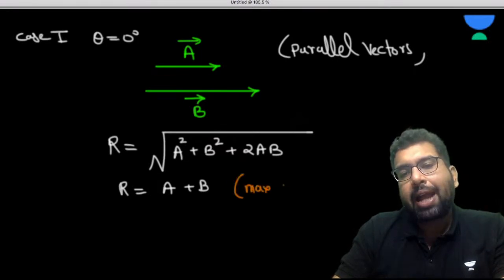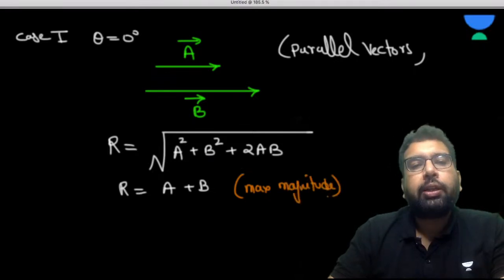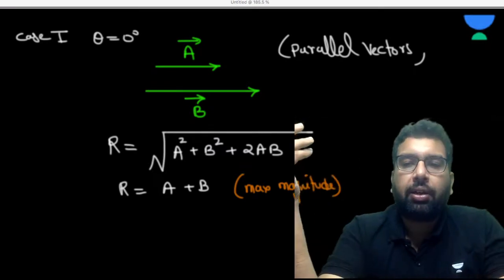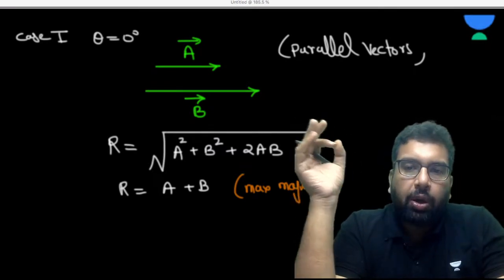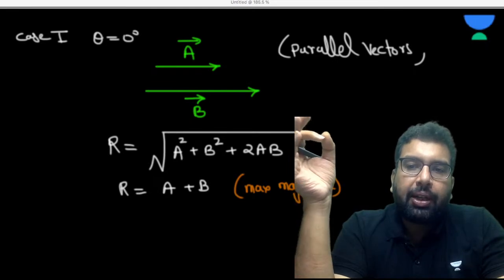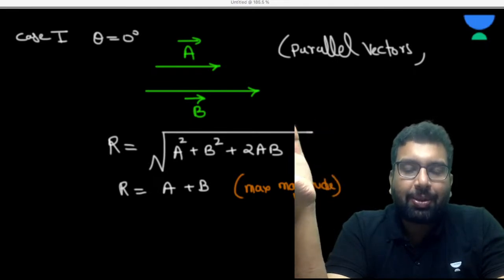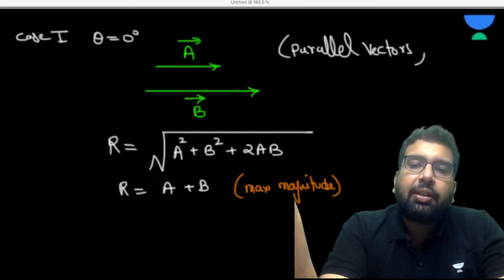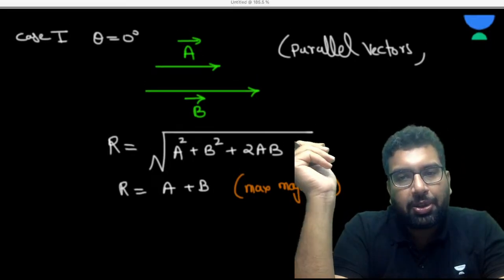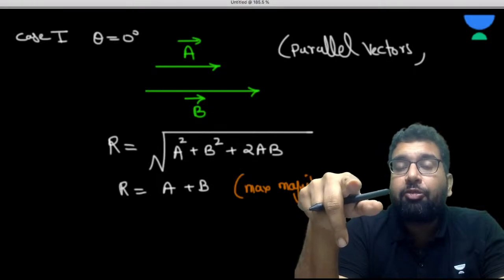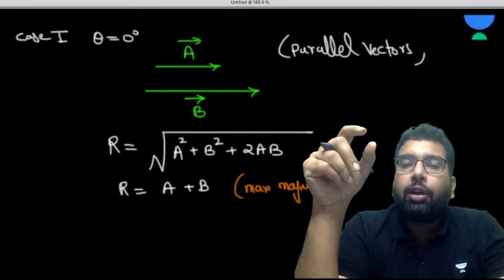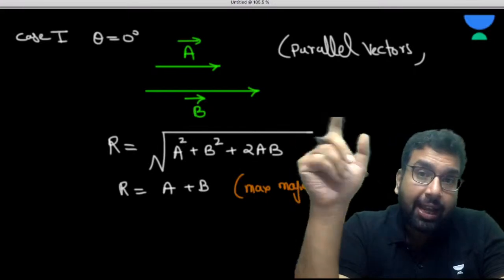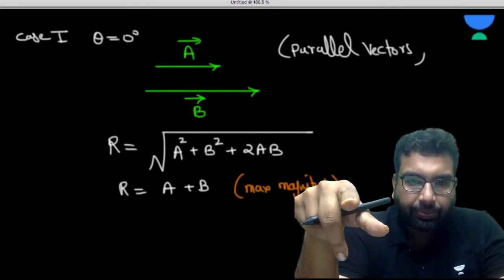And this is going to be the maximum magnitude. How come, sir, it is going to be the maximum magnitude? What is the maximum value of cos theta? It has to be 1. According to the formula, the resultant magnitude will be maximum when cos theta is maximum, and cos theta is maximum when it is 1, that is, theta is equal to 0. Understood, beta? So this is the maximum magnitude two vectors can attain when they are added. Right? Wonderful.